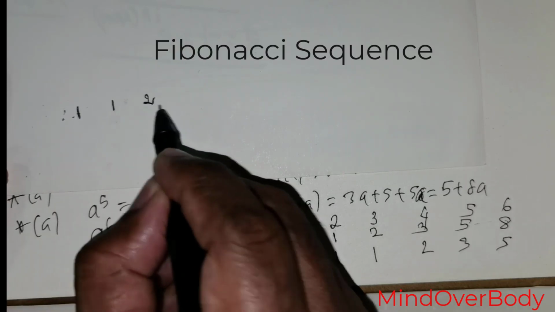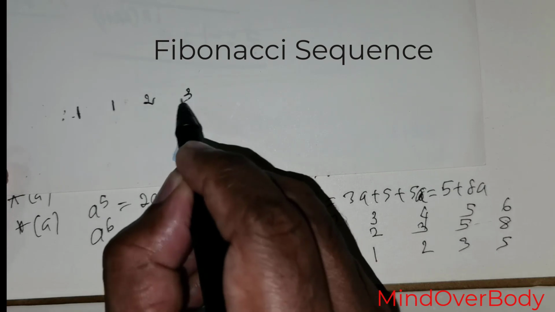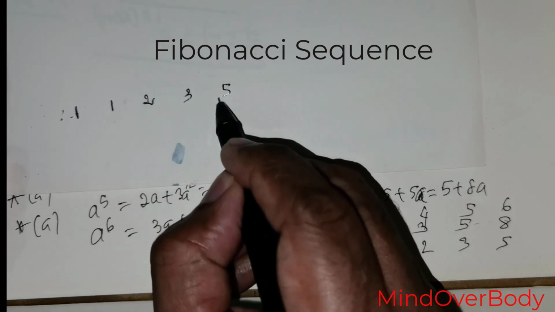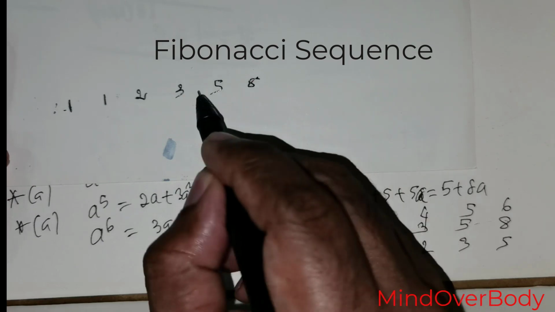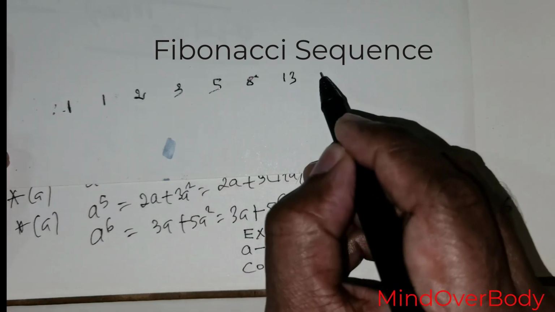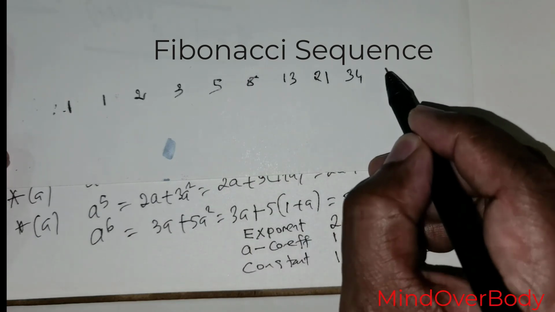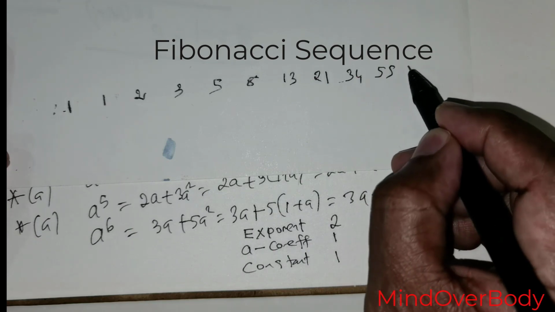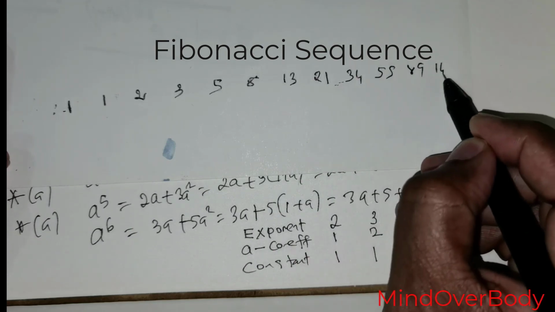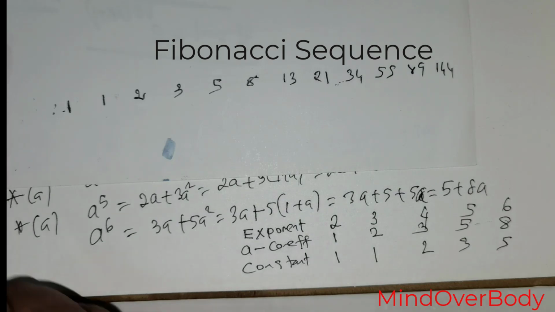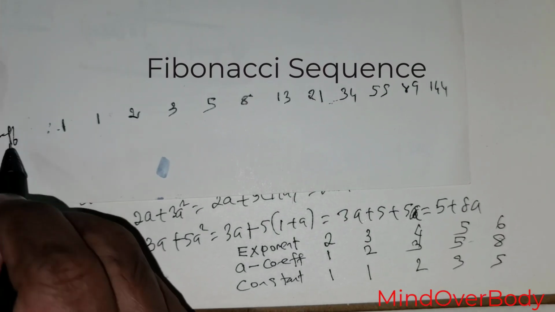If you would refresh your mind with regard to the Fibonacci sequence, it starts with 1, 1. You add the quantity to the previous, you get 2. You add it to the previous, you get 3, then 5, then 8, then 13, then 21, then 34, then 55, then 89, then 144. So this is the coefficient of a.